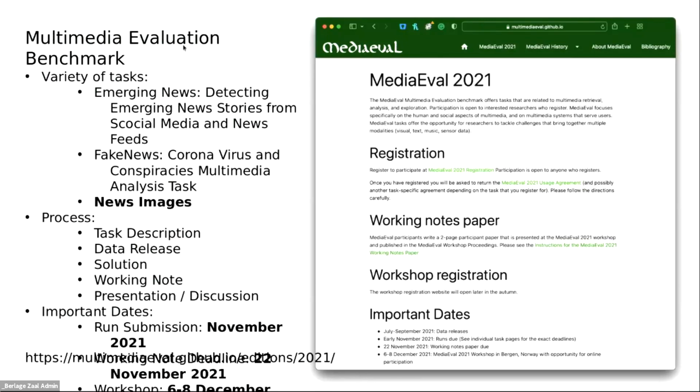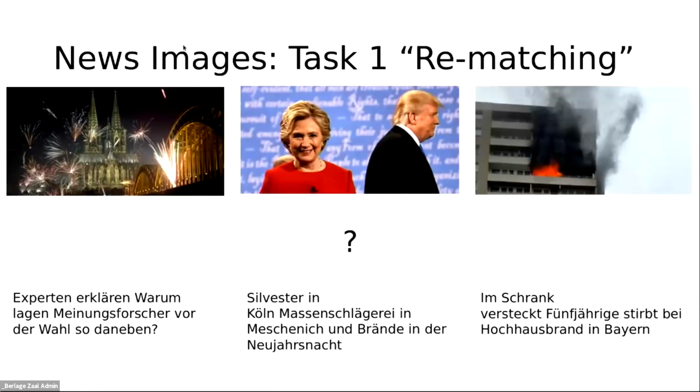What our task News Images is about is essentially twofold. The first task that we defined is we took a large collection of news articles that also had some images attached, and we just removed the link between them. So you get essentially one list with texts and one list with images. And the task is then to find out a good way to recombine them.